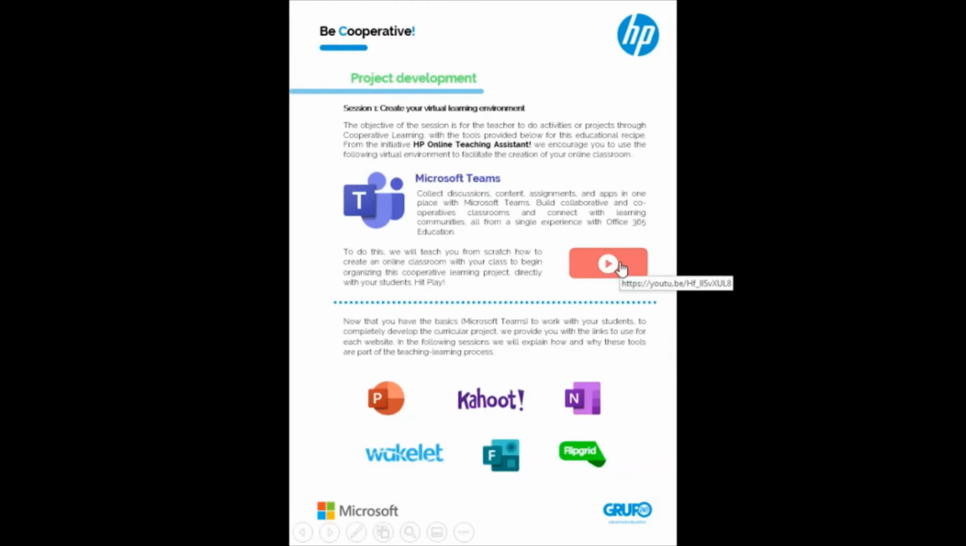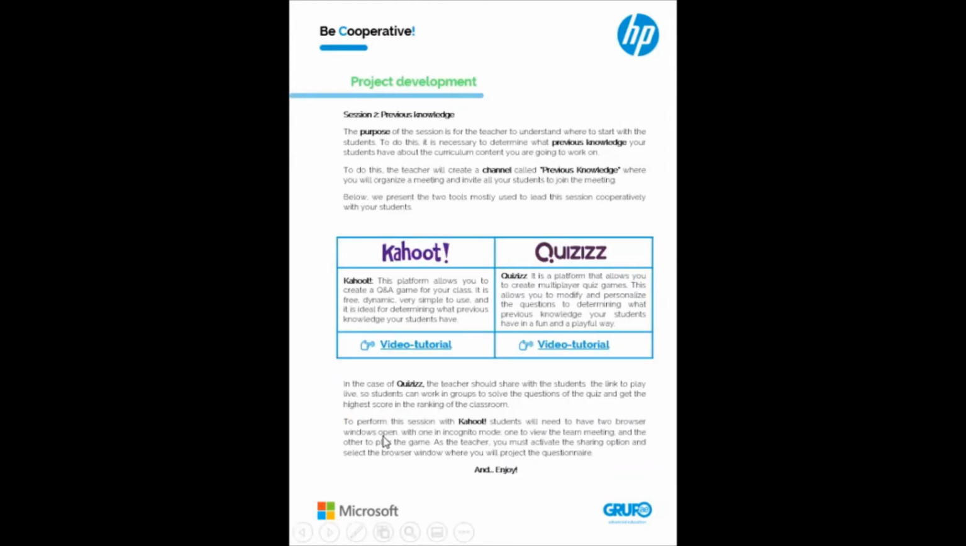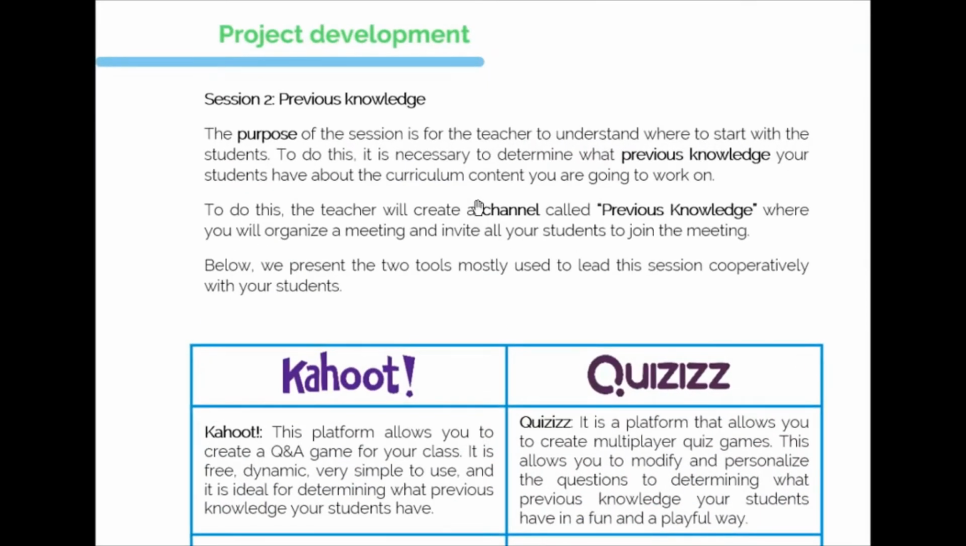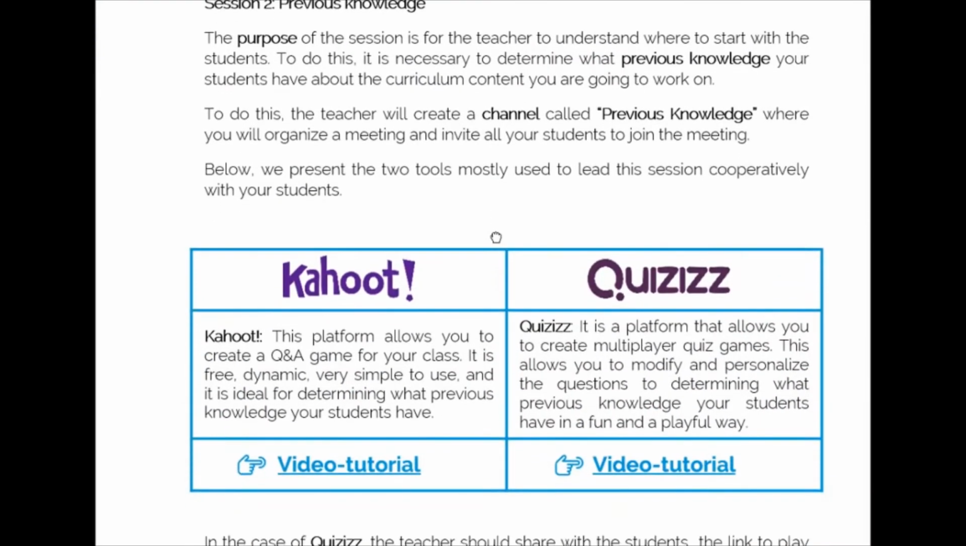Now, previous knowledge. How do I find out about any previous knowledge my students have? You can use dynamics from there on, like a few questions, brainstorm, and so on. Here we propose two applications. One is Kahoot or quizzes. In Kahoot, I create a quiz and my students answer it, for example, a student at home.